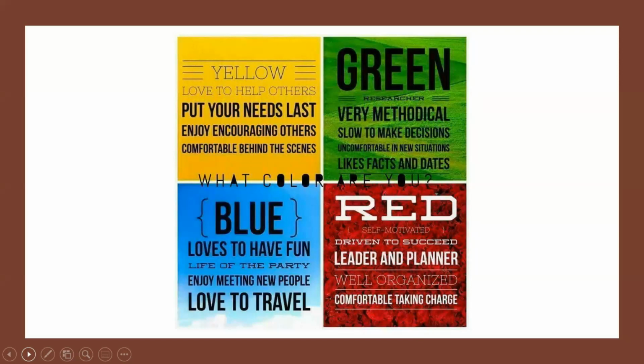Our S, love to help others, tend to put their needs last, enjoy encouraging others, and comfortable behind the scenes. Our C, researcher, very methodical, slow to make decisions, tend to be uncomfortable in new situations, likes facts and dates. Then moving down to where we see our red, that color tends to be consistent. That's our D, self-motivated, driven to succeed, leader and planner, well organized, comfortable taking charge. Then we move over to our I, loves to have fun, life of the party, enjoy meeting new people, and tend to love to travel.